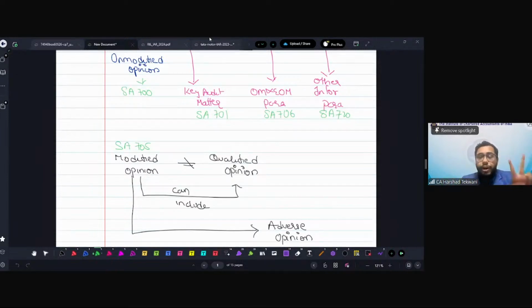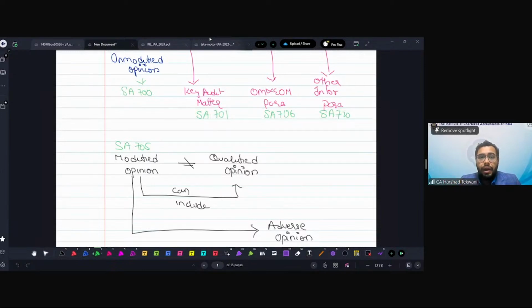There are two types of modified opinions. When I use the term modified opinion, it can be a qualified opinion or it can be an adverse opinion. Sometimes students think, okay, modified is equal to qualified. The answer is no. Modified can be adverse. And we will also see disclaimer of opinion. All the modified opinions are covered by SA 705.